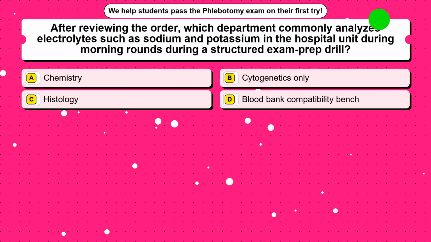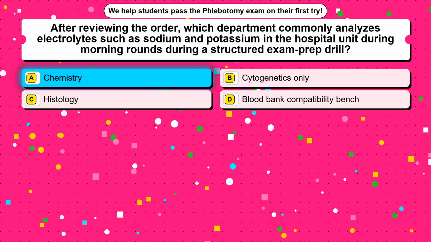Question 95. After reviewing the order, which department commonly analyzes electrolytes such as sodium and potassium in the hospital unit during morning rounds during a structured exam prep drill? Option A, chemistry. Option B, cytogenetics only. Option C, histology. Option D, blood bank compatibility bench. The correct answer is option A, chemistry.